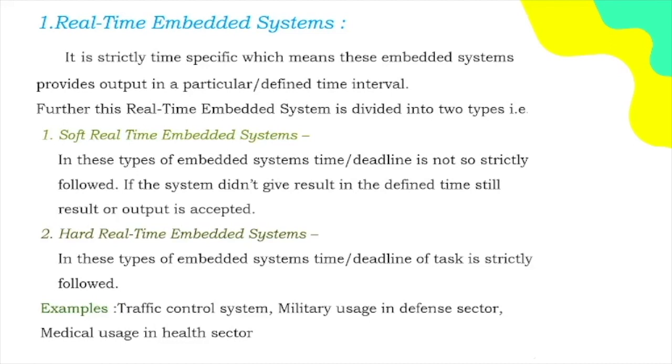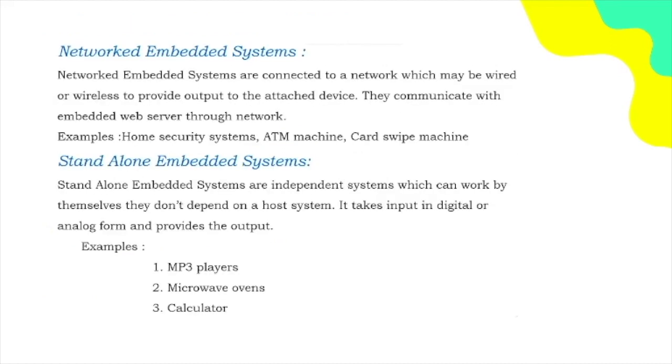Soft real-time embedded systems are the kind of embedded systems in which the time or deadline is not so strictly followed. If the system doesn't give the result in the defined time, the result or output is still accepted. And in hard real-time embedded system, the time and deadline of any task is strictly followed. Examples of hard real-time embedded systems are traffic control system, military usage in the defense sector, medical usage in the health sector, etc.